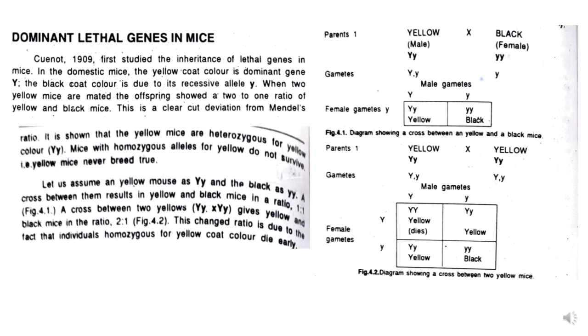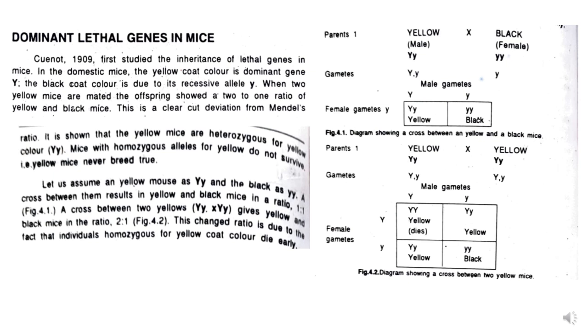So the first example is from mice, and we will discuss the example of yellow color. This example is called dominant lethal genes in mice. This was discovered by Cuenot in 1909 when he studied the inheritance of lethal genes in mice. In domestic mice, the yellow coat color is due to a dominant gene, say capital Y, and the black coat color is due to the recessive allele small y.